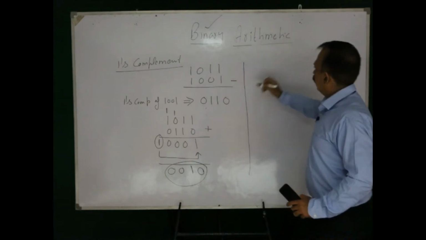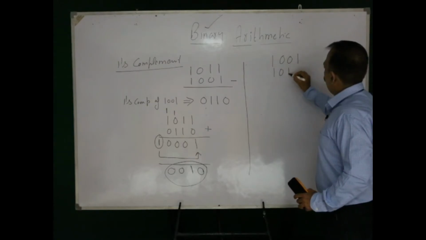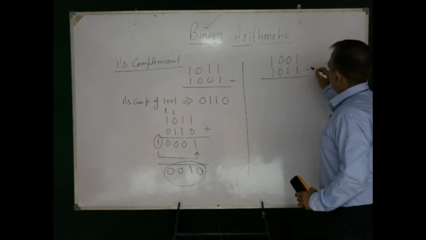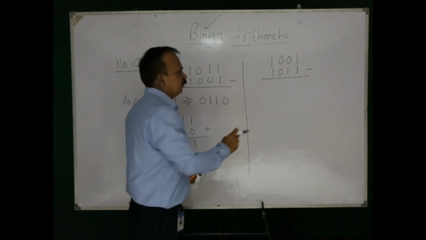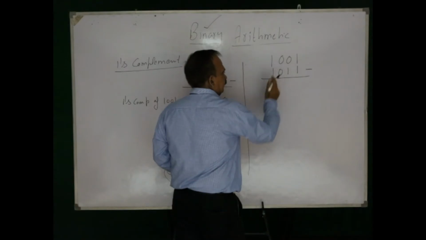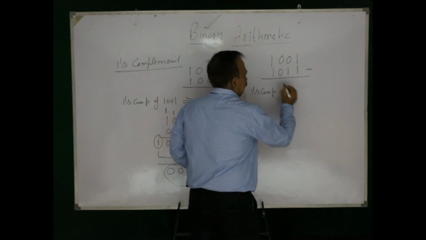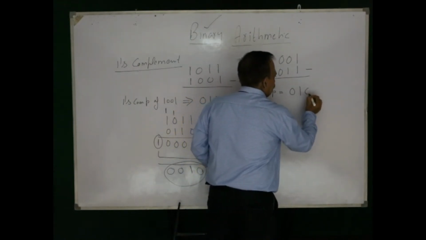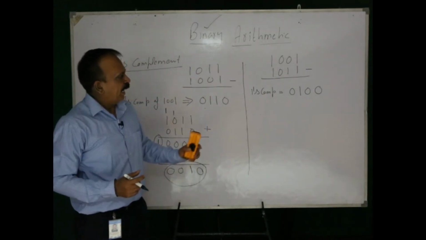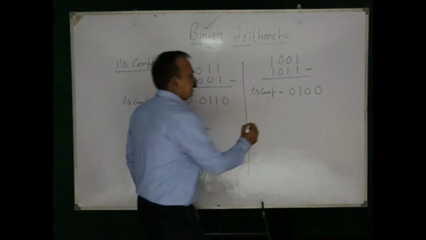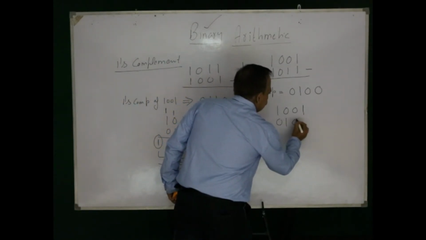Now if I change the order, I say 1001 minus 1011 if I want to perform this operation. Now the process will be, I will be taking 1's complement of this. Now because this is negative, 1's complement, it is 0100. This is 1's complement of this. Add this 1's complement to the other number. Say 1001 and 0100.